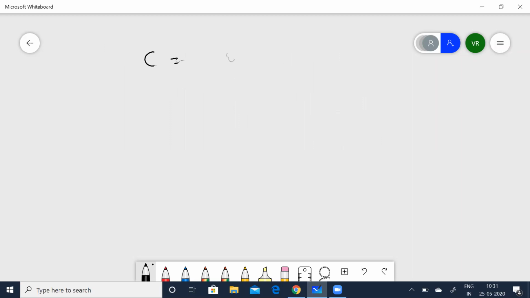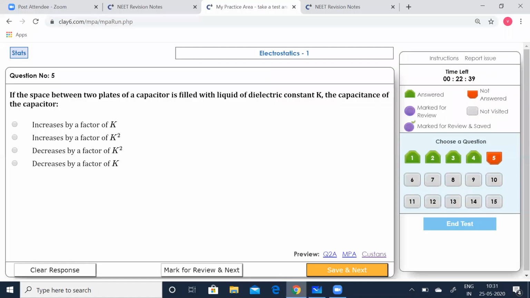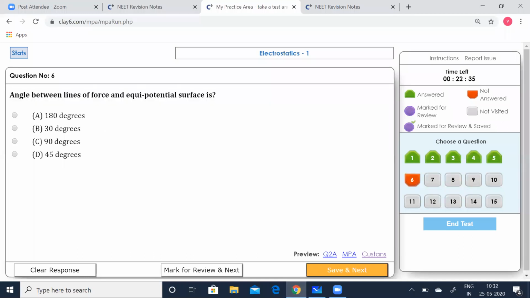Now we know C is equal to epsilon 0 A by D when air is going to be between them. Suppose there is going to be a dielectric, then it is given by C dash is equal to K epsilon 0 A by D. Obviously, you can see this is nothing but K times C0, right? So K times C0, that means it is increasing. So the capacitance of the capacitor increases by a factor of K. Option A is correct. Solve that, go to the next.